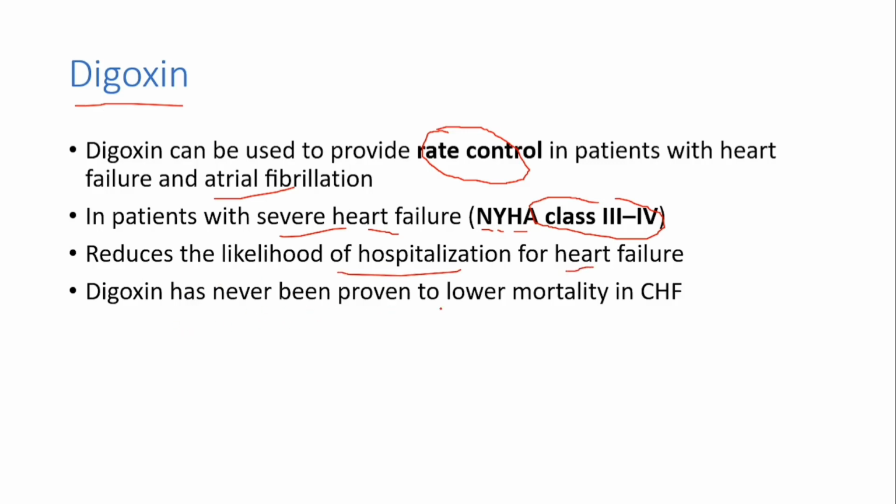Digoxin has never been approved to lower the mortality. So they cannot lower the mortality, they only control the heart rate. Okay, and they have various side effects like they can cause arrhythmias, and they can cause GI upset. Okay.